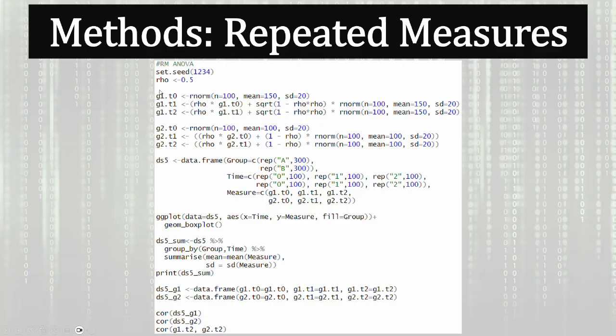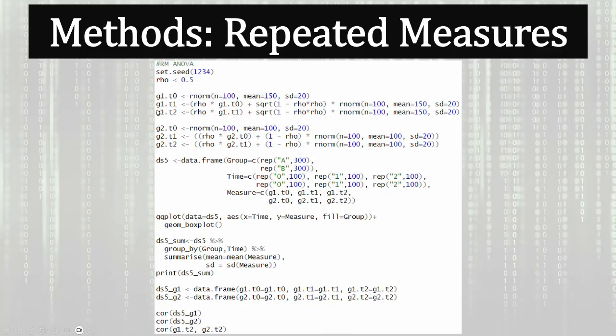vectors, and they're going to be for 2 groups, so group 1, group 2, and then across 3 different time intervals, time 0, 1, and 2, to simulate groups measured across time. So for time 0 for both the groups, I'm just going to do an rnorm like we've seen before. One's going to have a mean of 150, one's going to have a mean of 100. Standard deviation the same at 20.